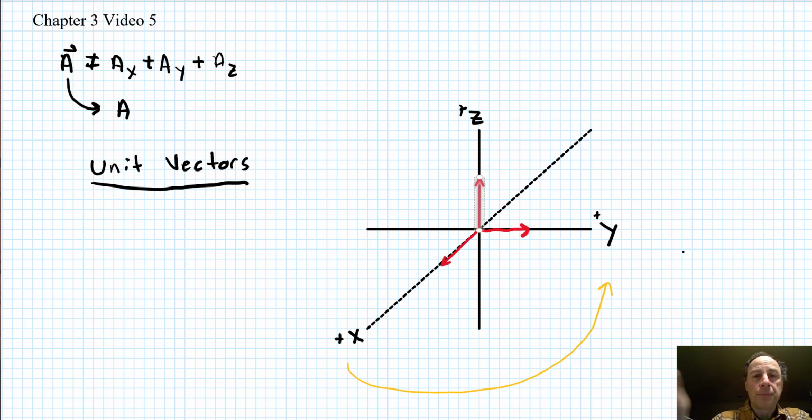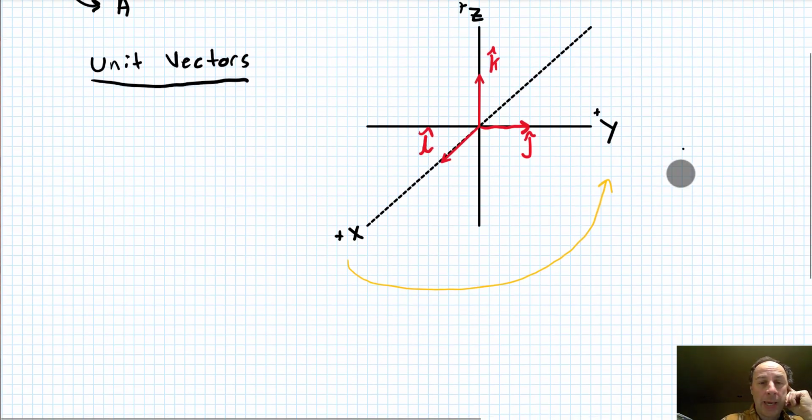Now, these three unit vectors have special names. In the x direction, it's a lowercase i with a little hat on it. In the y direction, it's a lowercase j with a little hat on it. And in the z direction, it's a lowercase k with a little hat on it, affectionately called i hat, j hat, and k hat.